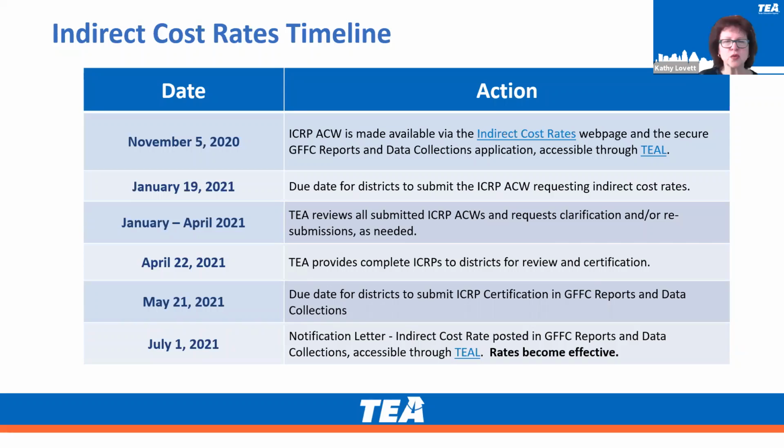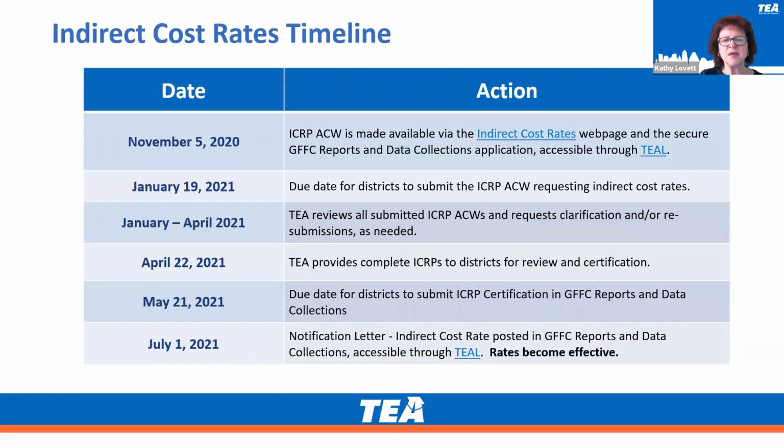On November the 5th, 2020, the ICRP ACW was made available via the indirect cost rate webpage and through GFFC reports and data collections accessible through TEAL. The due date for districts to submit the ICRP ACW, telling us you want a rate, is January the 19th, 2021. So our team then, in January through April, reviews all the submitted ACWs, and if necessary, we request clarification and/or resubmissions.